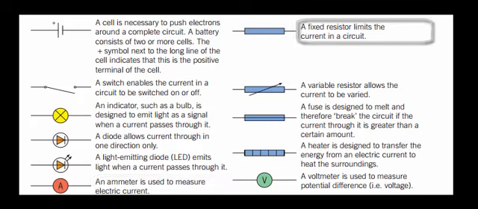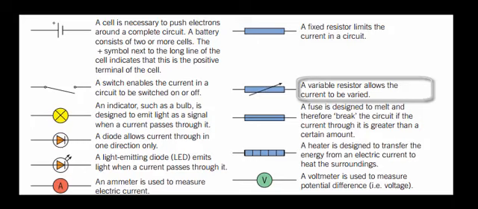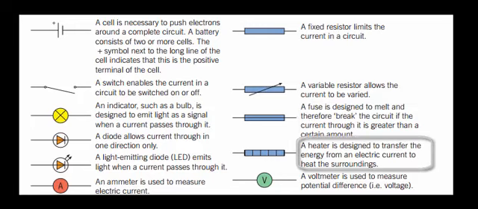We have a fixed resistor that limits the current in a circuit, and a variable resistor that allows the current to be varied. And this symbol is for a fuse that is designed to melt and therefore break the circuit if the current through it is greater than a certain amount. We have a heater that is designed to transfer energy from an electric current to heat the surroundings. And last, we have the voltmeter that is used to measure a potential difference.